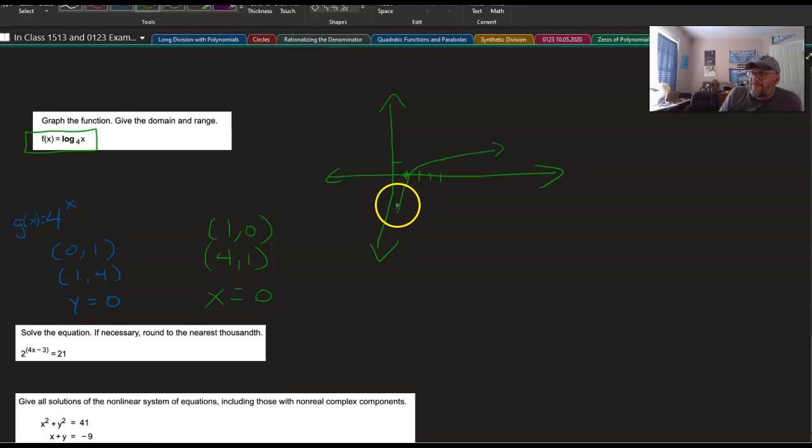And so my domain is going to be from 0 to positive infinity, and my range would be from negative infinity to positive infinity. All right.